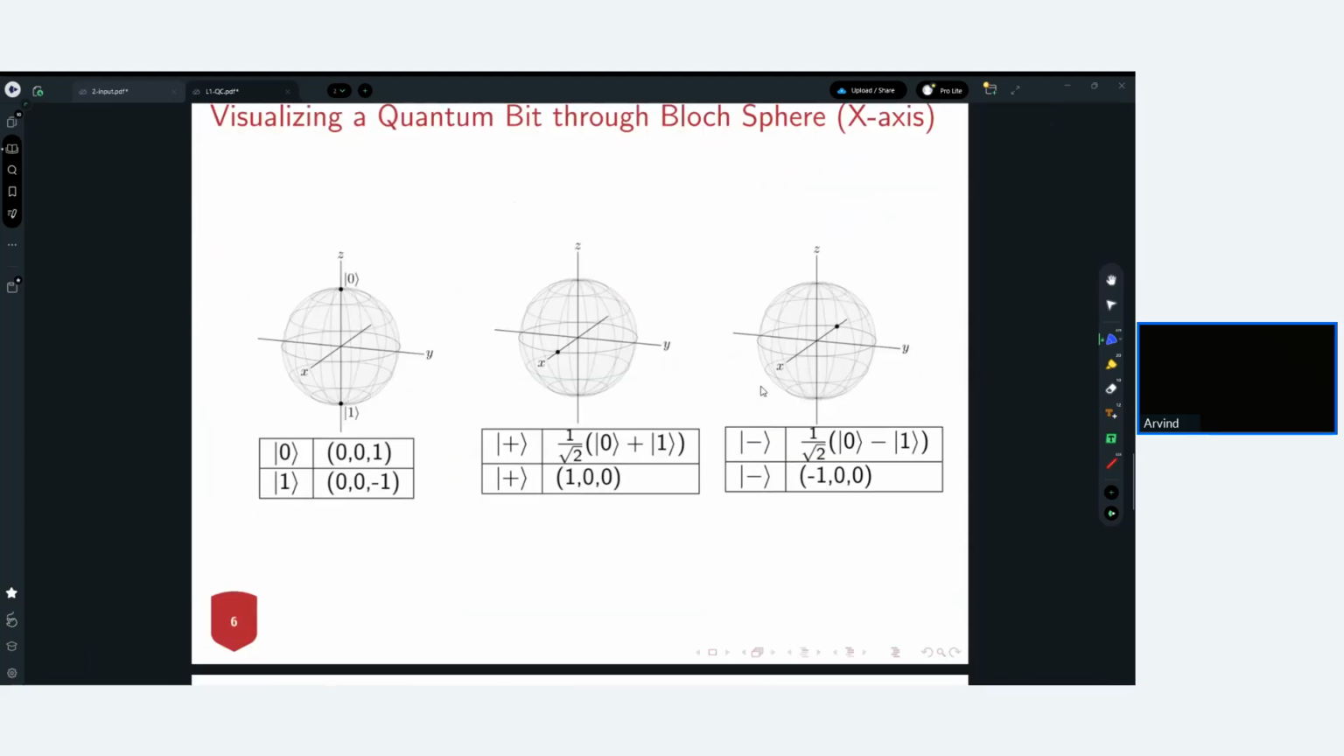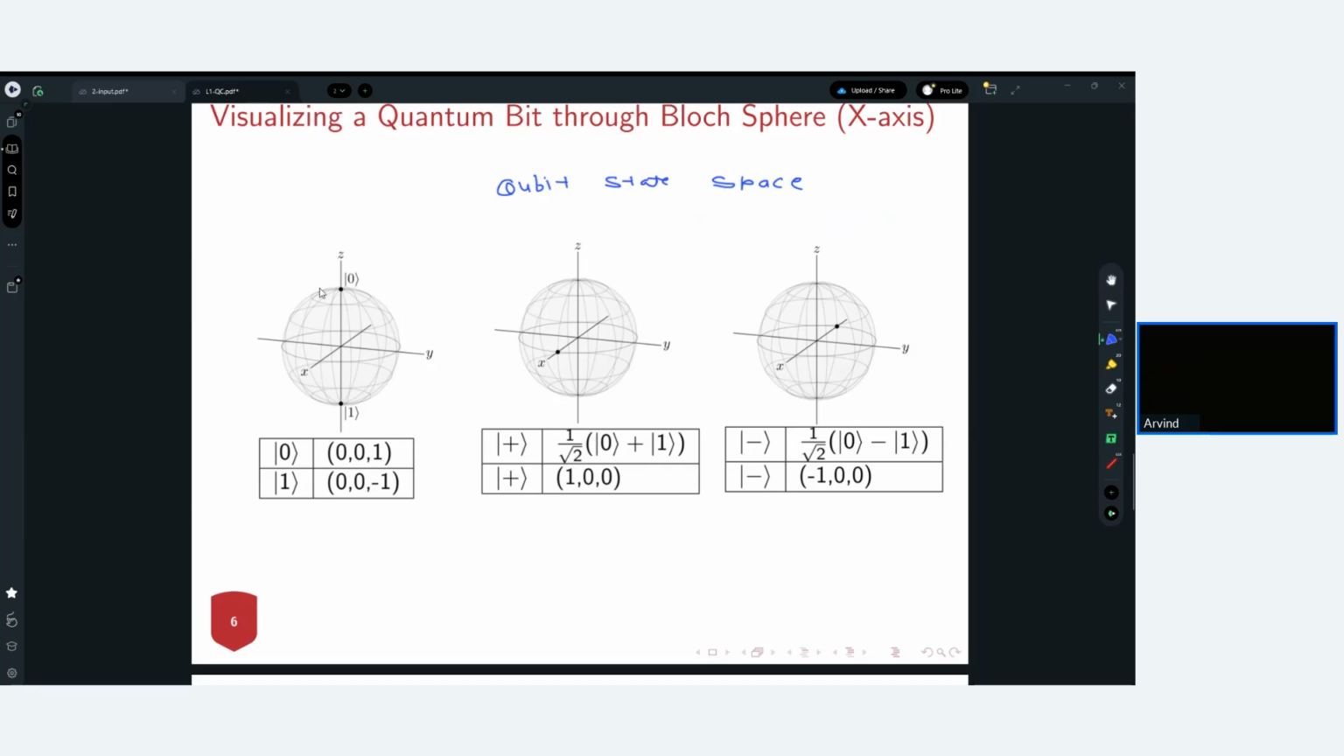Now let us try to represent different points on this Bloch sphere. Here the Bloch sphere is our qubit state space. State space means it is the collection of states. Qubits are used to represent state information.